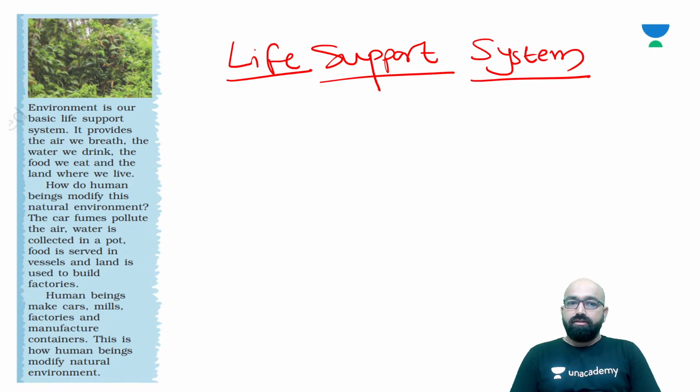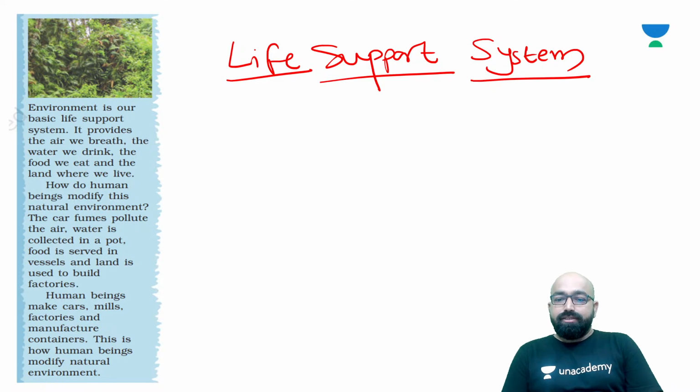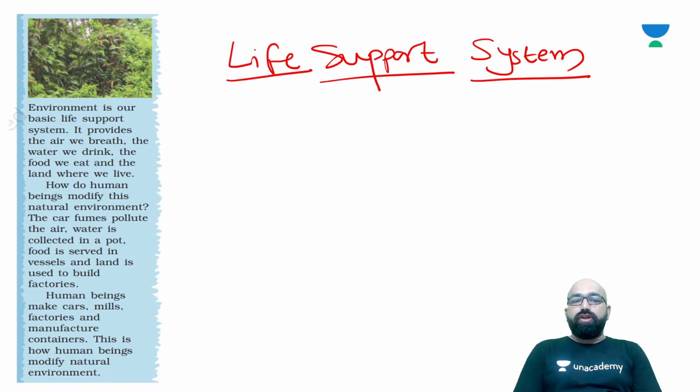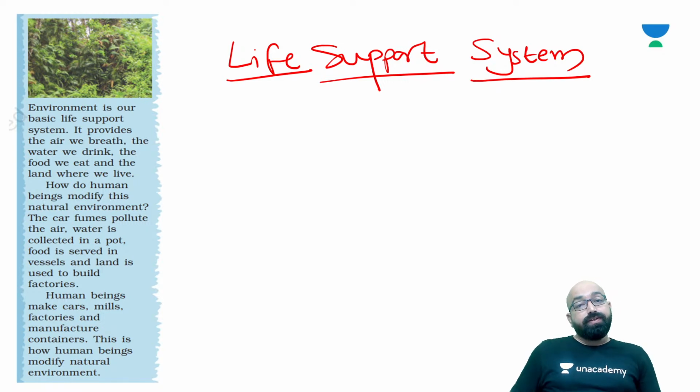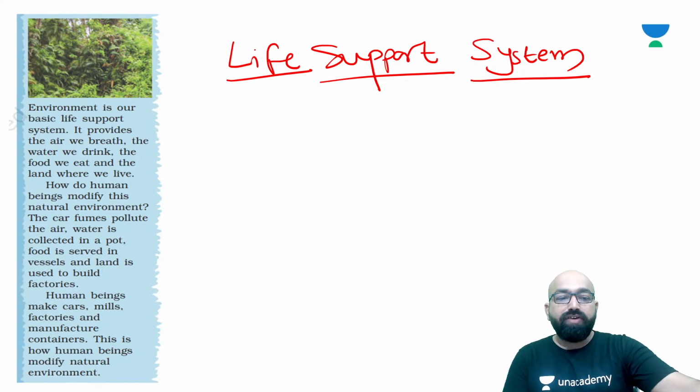Like the cutting here in the book, how do human beings modify this natural environment? Like the car fumes pollute the air, water is collected in a pot, food is served in vessels, and land is used to build factories. So human beings make cars, mills, factories, and manufacture containers. This is how human beings modify the natural environment.